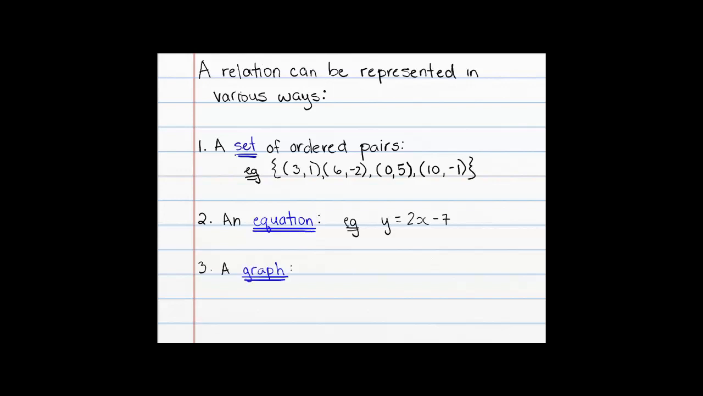The third way to represent a relation is in a graph. Graphs are usually put onto a coordinate plane with an x and y axis. One of the graphs that we looked at before in grade 10 is a parabola. This is also an example of a relation.